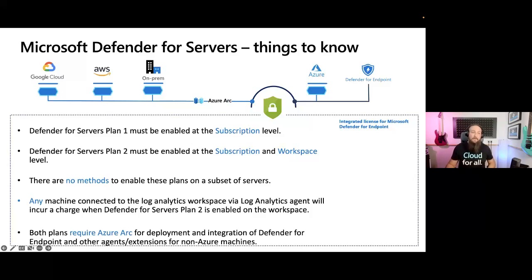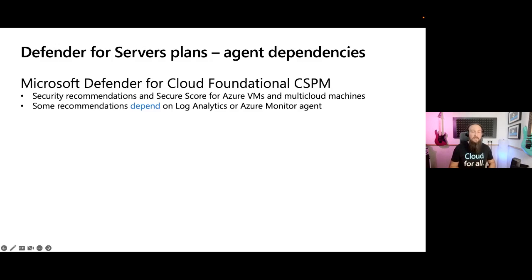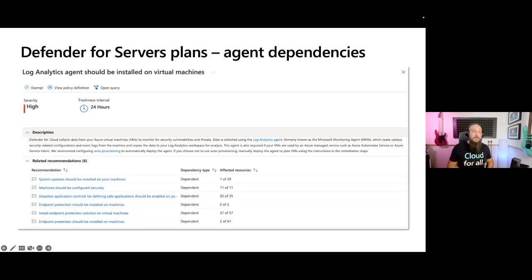Now I've been mentioning agents, and what I want to do is demystify these agents. First of all, there are some agent dependencies within the whole scope of Defender for Cloud, and I'm now just focusing on servers, but also with the foundational cloud security posture management, the CSPM capability, the free capability that comes with Defender for Cloud. There are some dependencies on either the Log Analytics or the Azure Monitor Agent, because there are some security recommendations that leverage the agent to get insights into the operating system, so we are able to surface the current situation. And for that, there is one security recommendation called Log Analytics Agent should be installed on virtual machines. And if you take a look at the related recommendations, then you'll see the list of all the other recommendations that require the Log Analytics Agent to be deployed.